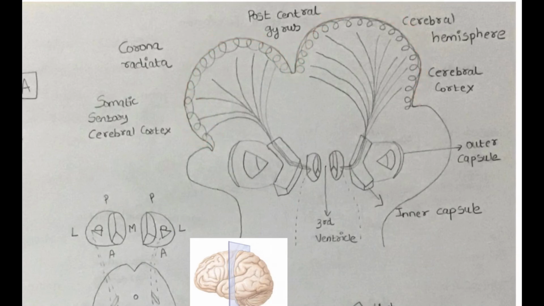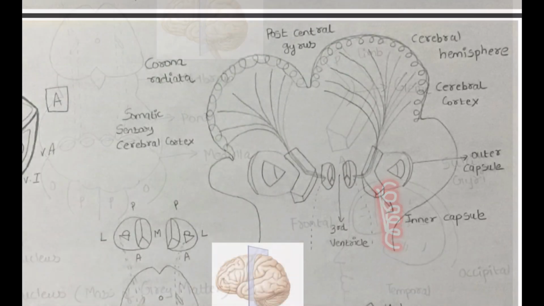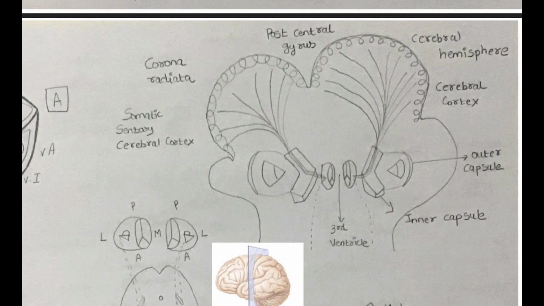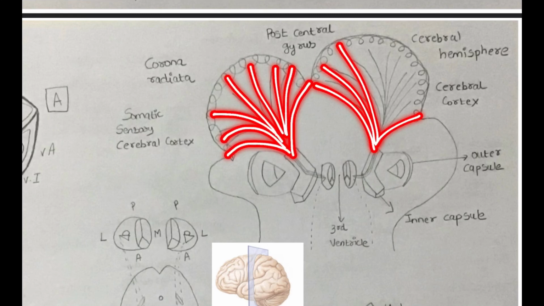So where is this post-central gyrus located? Here in the side view of the brain, you have the frontal side, occipital side and temporal side. If you have read the neuroanatomy chapter, you know in the brain there is a central sulcus, and posterior to the central sulcus you have the post-central gyrus. The sensory nerve fibers from the internal capsule are distributed throughout the cerebral cortex in the post-central gyrus in a radiating curtain, and this curtain is known as the corona radiata.